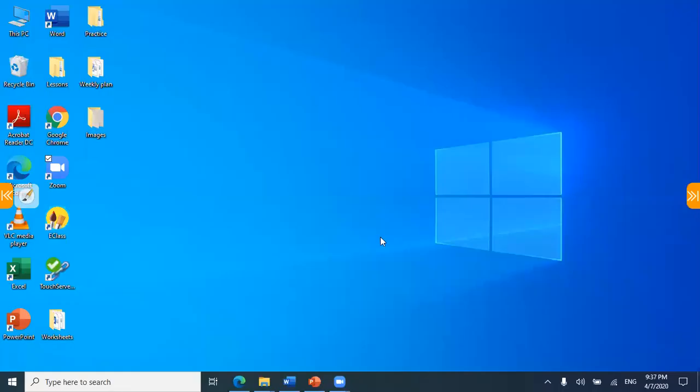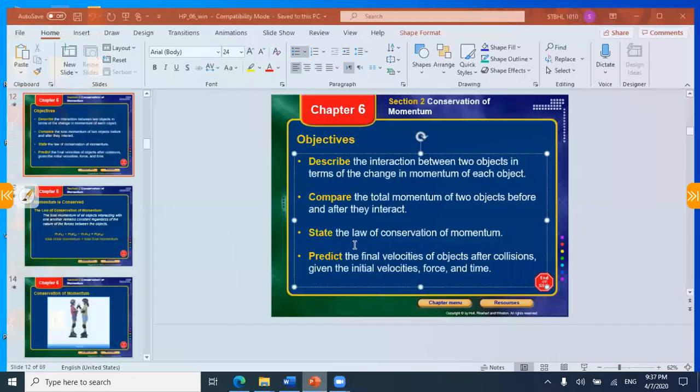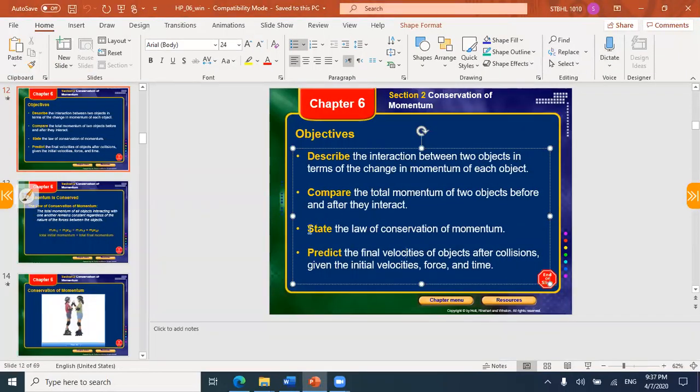Okay, so let me go now to the objectives again. Now, all students, do you know now how to describe the interaction between two objects in terms of change in momentum of each object? Yes, we can describe this. How? We know that total momentum of all objects before impulse is equal to total momentum of all objects after impulse, but momentum of each mass is not necessarily equal to the momentum of the other. If initially everything was at rest, then one object will go in one direction, the other in the opposite direction.